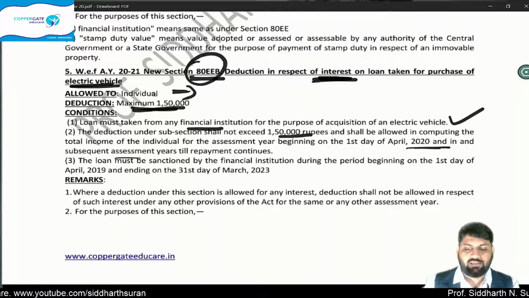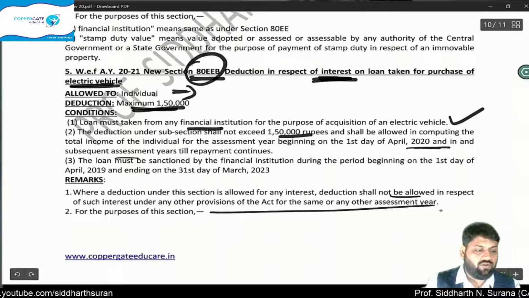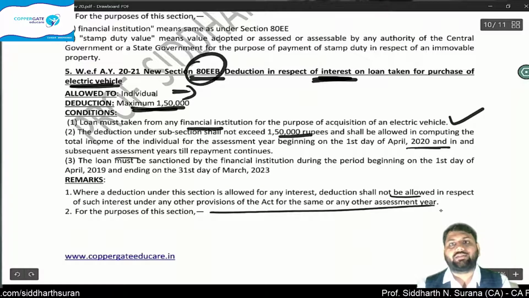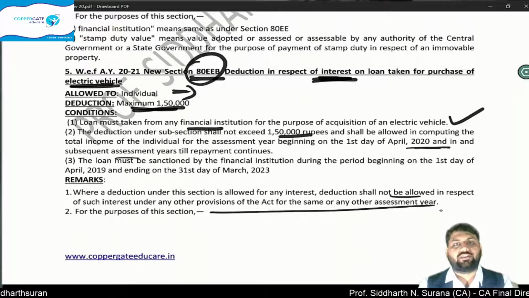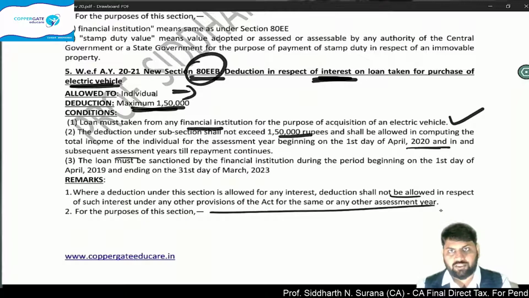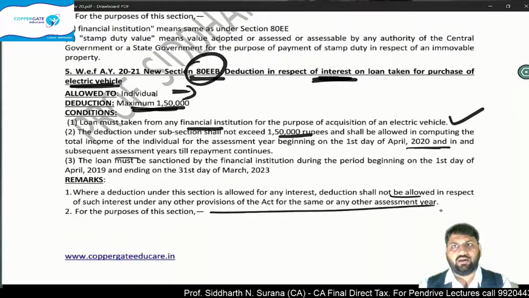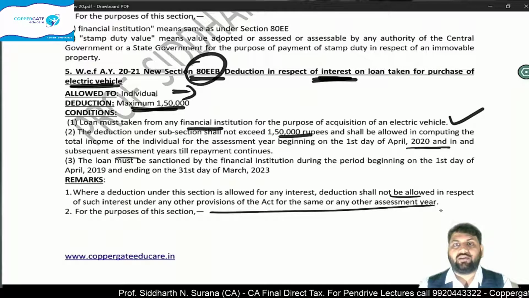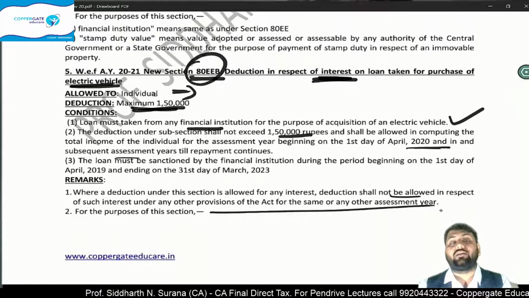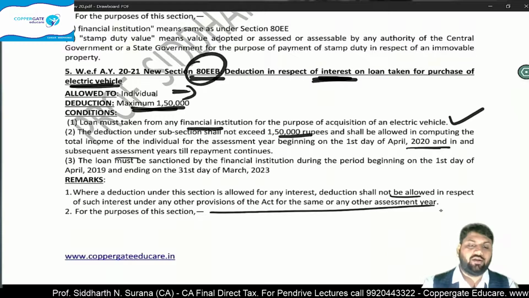And where a deduction is taken in this section, obviously you will not get deduction under any other section. If that car is purchased for the purpose of business and the interest deduction you are taking under PGBP as expense, then obviously you are not going to get this deduction. So this is for those who are buying personal car and not claiming interest deduction. You can claim 80EEB up to a maximum of 1,50,000.